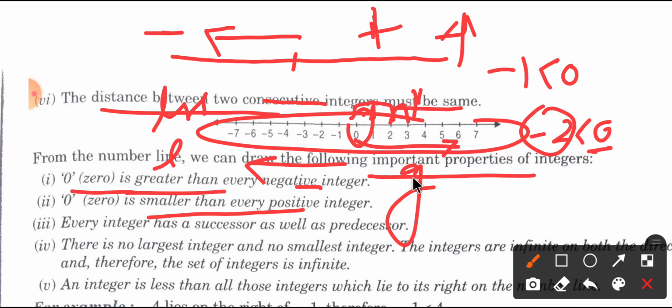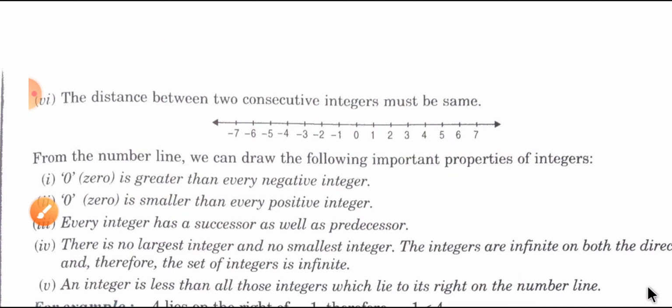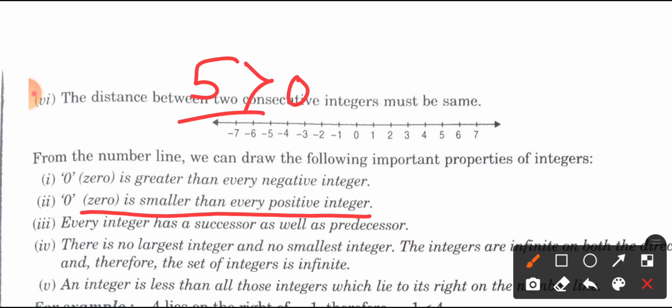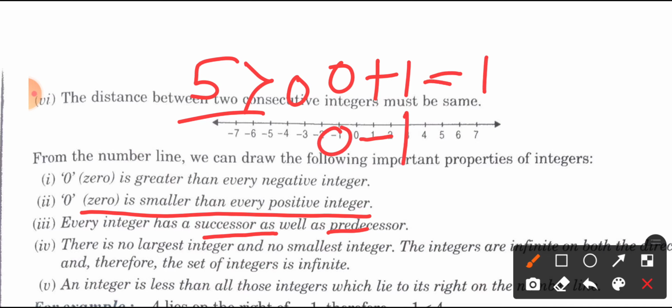But if we compare 1, 2, 3, 5, we could take positive integer 5, but 5 is greater than 0. So 0 is smaller than every positive integer. Every integer has a successor as well as a predecessor. If you take 0, its successor is plus 1, means 1. If you take its predecessor, means one number before, so 0 minus 1 is minus 1. It means before 0, minus 1 comes. So every integer has a successor and a predecessor both.